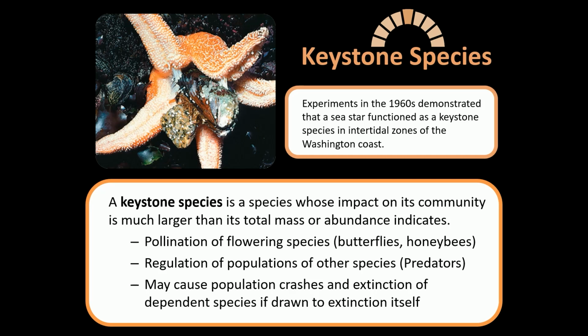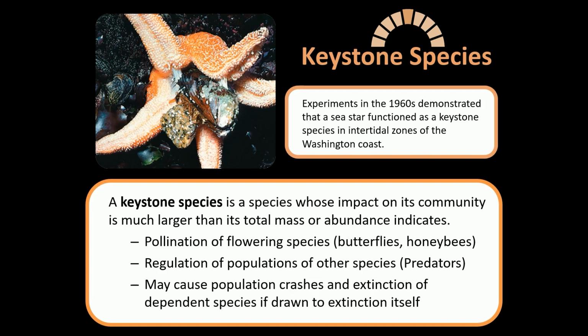I have this note here at the bottom that says, may cause population crashes and extinctions of any dependent species if drawn to extinction itself. Well, imagine some disease comes through that starts wiping out starfish. Same thing would happen as when the experimenters removed the starfish from the intertidal zones. Those mussels would start going wild. All of the species that are their competitors would start to die off, and you wouldn't just lose the starfish, you would lose lots and lots of other species as well.